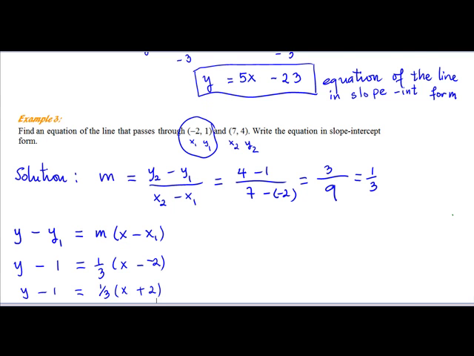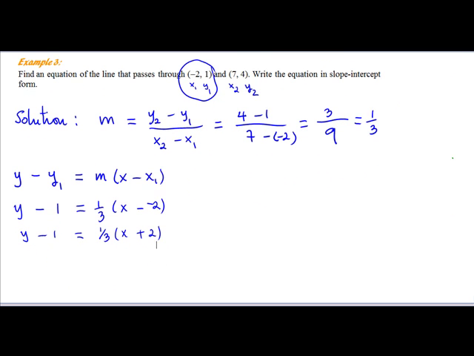Now they want us to write the equation of the line in slope intercept form. That means we have to solve for y. So I'm going to simplify this by distributing the positive 1/3 in here. So 1/3 times x is 1/3 x, and then 1/3 times 2. Okay, 1/3 times 2 is the same thing as 2/1. When you multiply two fractions, it's 1 times 2 is 2, over 3 times 1 is 3. So here's 2/3.